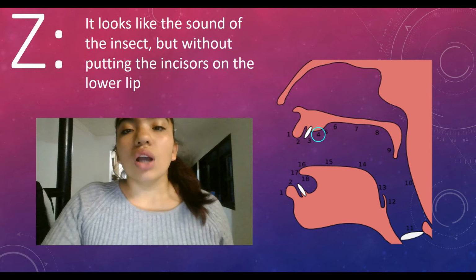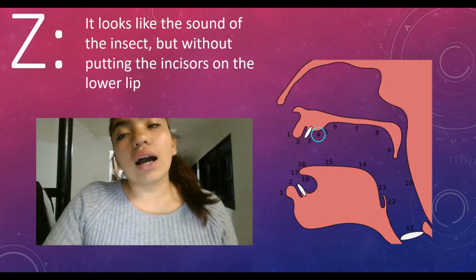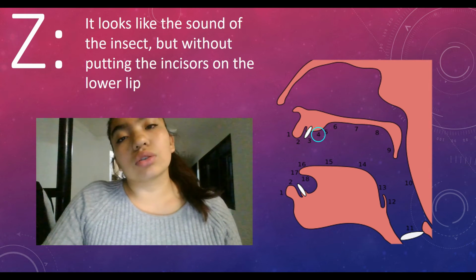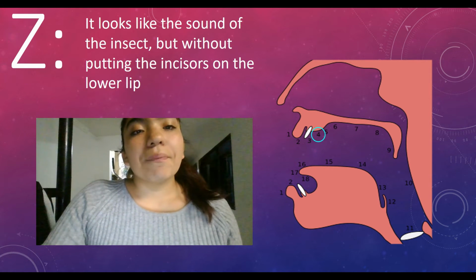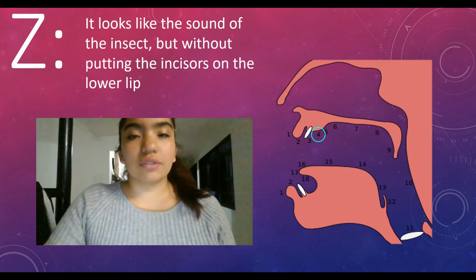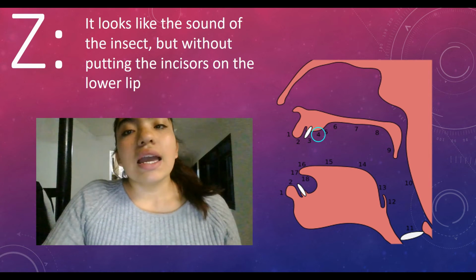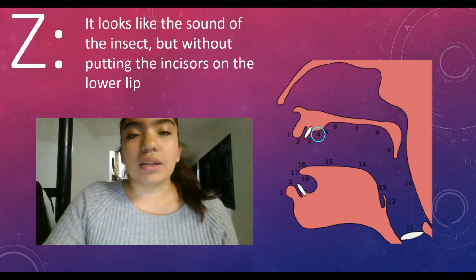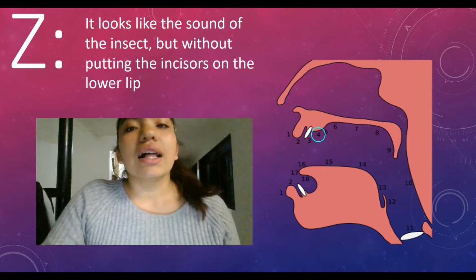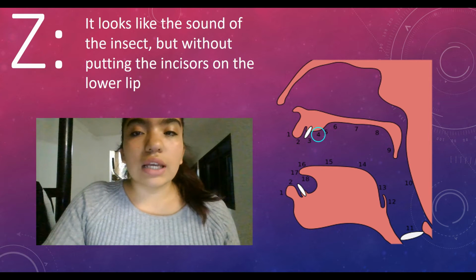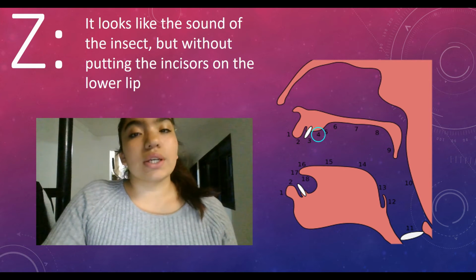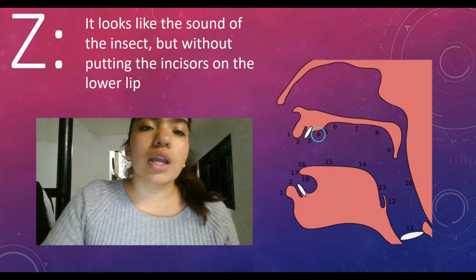Now the sound of the V, but without putting the incisors on the lower lip. The voiceless alveolar fricative is a phoneme present in many spoken languages. It is one of the most common consonants present in numerous languages. However, not all languages have it.